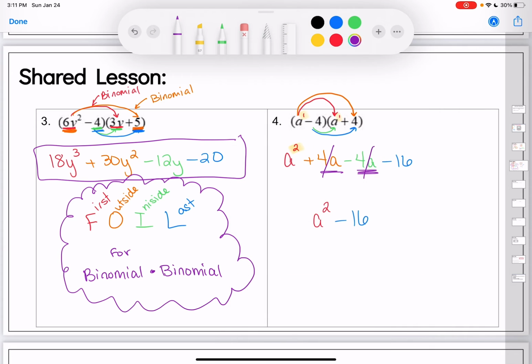Huh. Well, that was interesting. We haven't really had things cancel out before. Very strange. Take a look at how that started. A minus 4 times A plus 4.